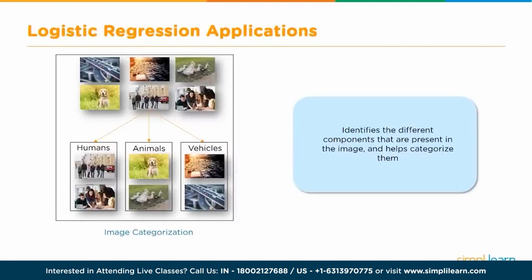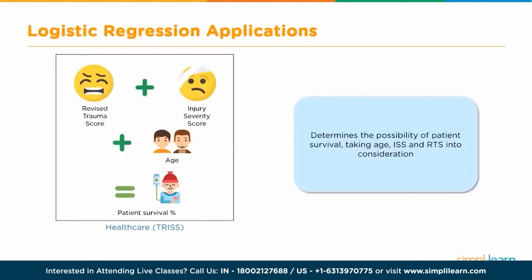Is it a cat or not a cat? So that's the way logistic regression can be used for classifying objects. Otherwise, there are other techniques which can be used for performing multi-class classification. In healthcare, logistic regression is used to find the survival rate of a patient.